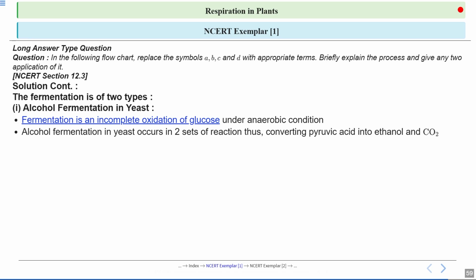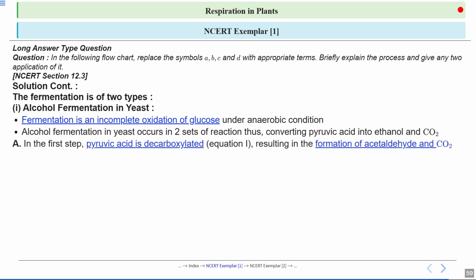So what happens in alcoholic fermentation? Yeast converts pyruvic acid into ethanol and carbon dioxide through two main reactions. In the first step, pyruvic acid is decarboxylated, resulting in the formation of acetaldehyde and carbon dioxide, with the help of the enzyme pyruvic decarboxylase. So here in the equation you can see pyruvic acid is converted to acetaldehyde, and this reaction is catalyzed by the enzyme pyruvic decarboxylase. So this is the first step.